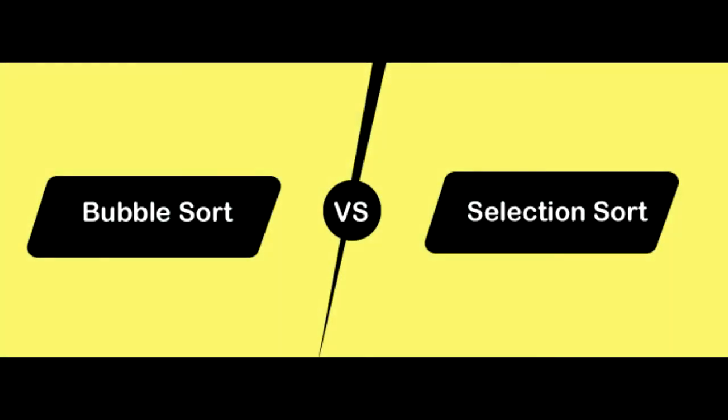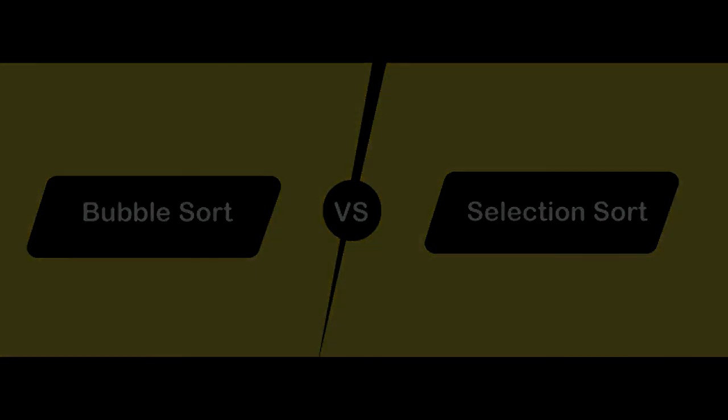In summary, the main difference between bubble sort and selection sort is that bubble sort operates by repeatedly swapping the adjacent elements if they are in the wrong order. In contrast, selection sort sorts an array by repeatedly finding the minimum element from the unsorted part and placing it at the beginning of the array.